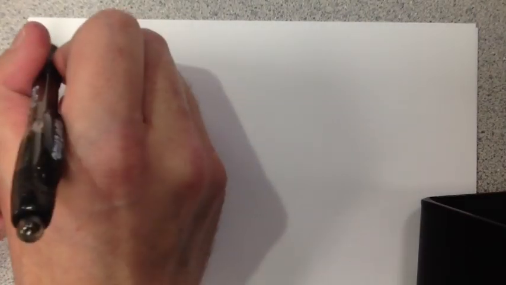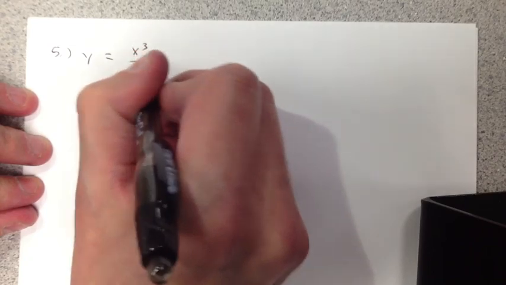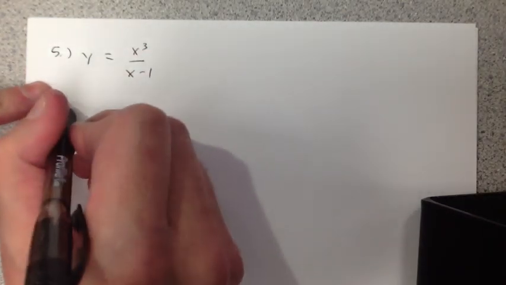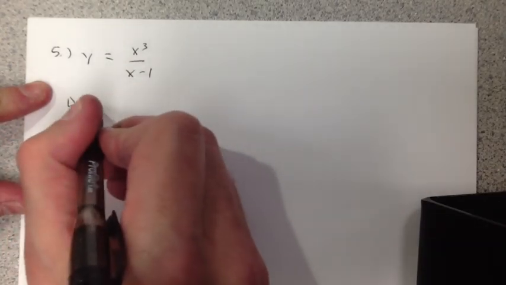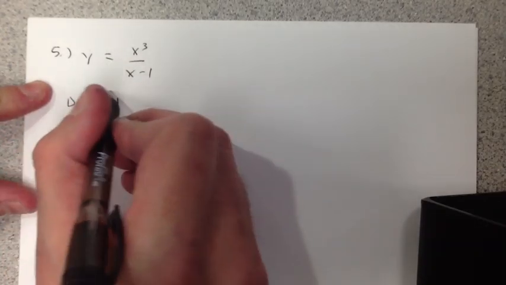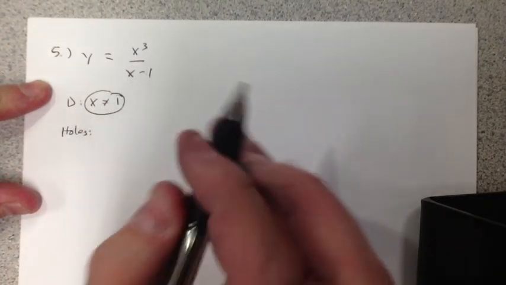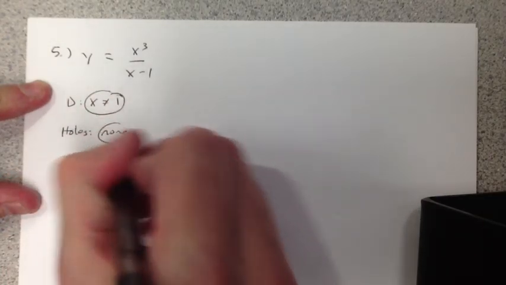Let's take a look at example number 5 here. It's y equals x cubed over x minus 1. And to graph this one, again, we have a domain restriction. X cannot equal 1. And let's see, are there any holes? Nope, there are going to be no holes because, again, nothing cancels, so no holes.